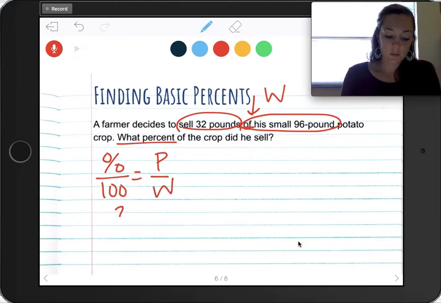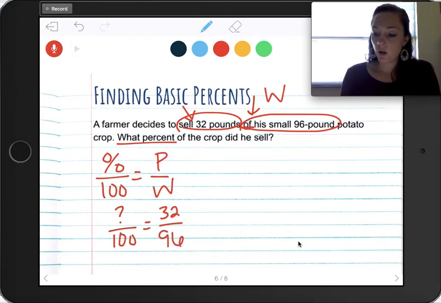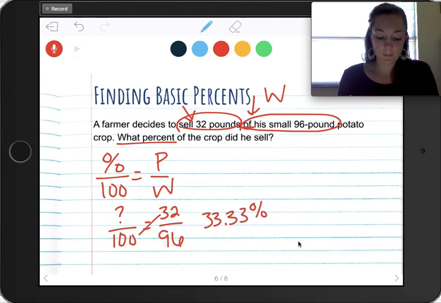Okay, we don't know the percent over 100. We do know the part, because that is how much he actually sold. And we know the whole because it had of. So if you cross multiply and divide, you're going to get 33.33%, which is also 1/3. All right.